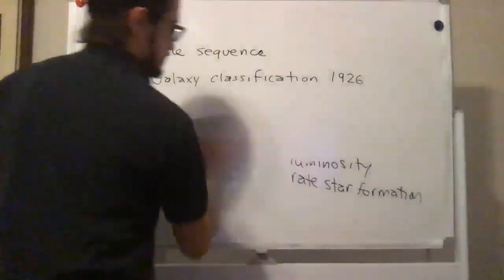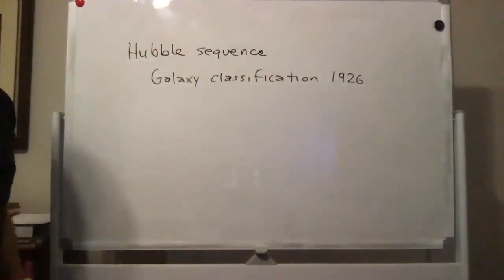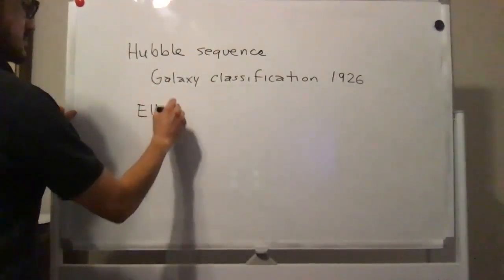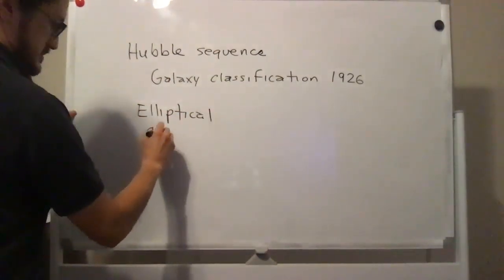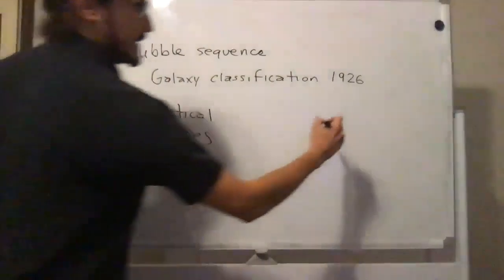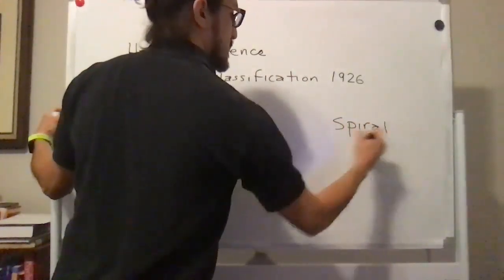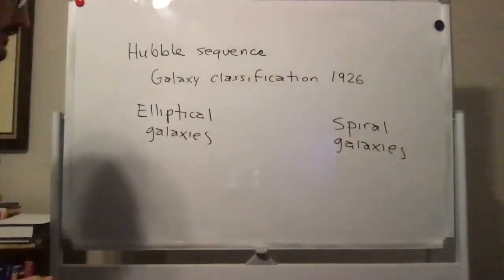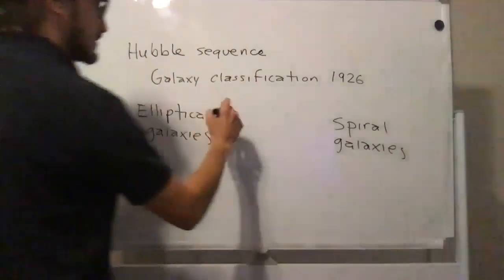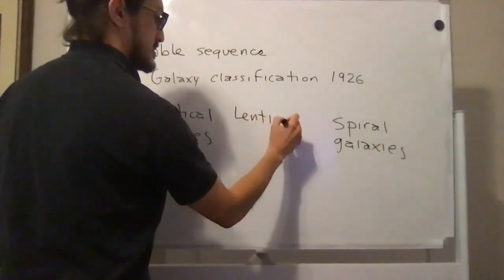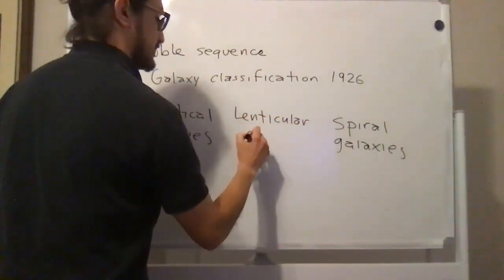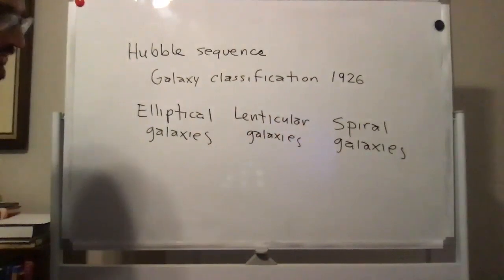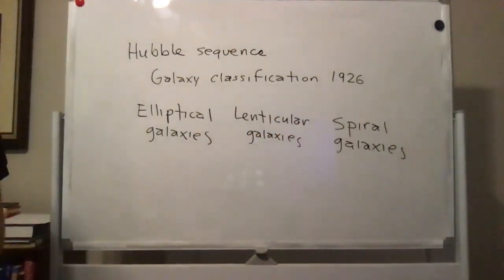So the two, I guess the three main types are elliptical galaxies, spiral galaxies, and their names are pretty descriptive. And in between, you have the lenticular galaxies, which are kind of in between. There's also irregular galaxies, right, for the ones that do not really have much of a shape.